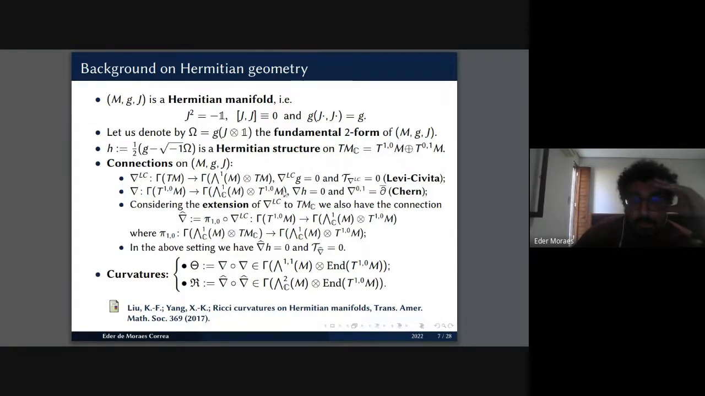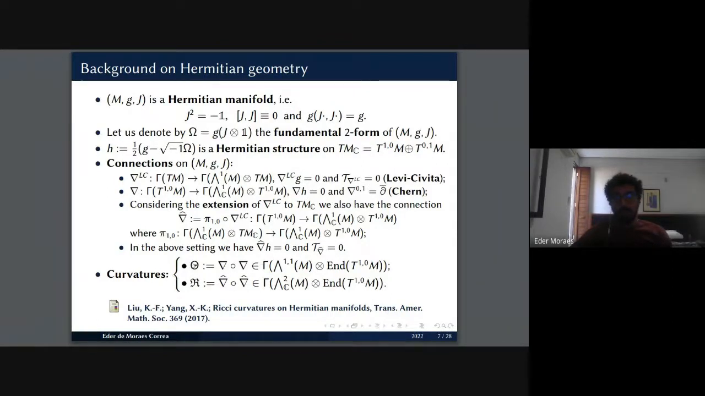I will also be interested in the Chern connection. And I will consider a third type of connection, which is obtained from the extension of the Levi-Civita connection to the complexified tangent bundle. This connection is constructed in this way. We take an extension of the Levi-Civita connection, and then we compose with this projection, defined this way. So from this, we have a connection obtained from the Levi-Civita connection, and we can compare this connection with the Chern connection. These three types of connections are characterized by the equations which I wrote here.